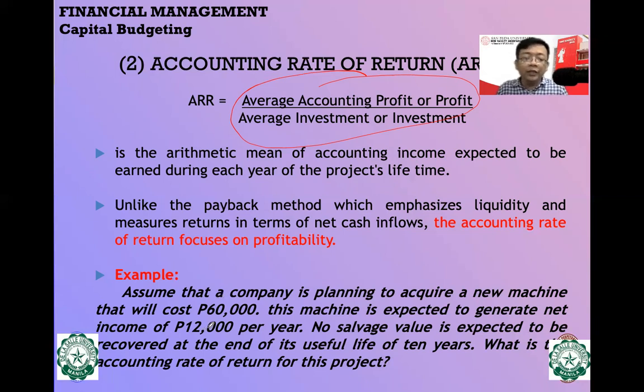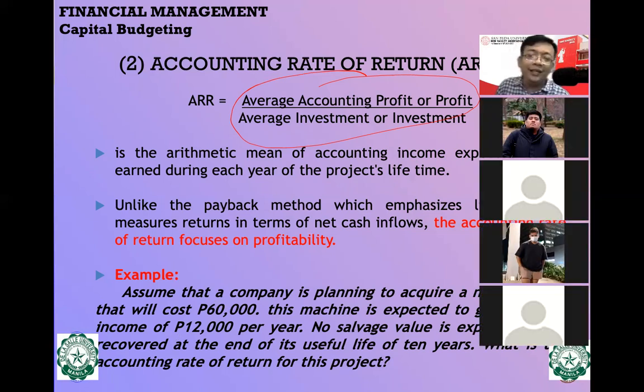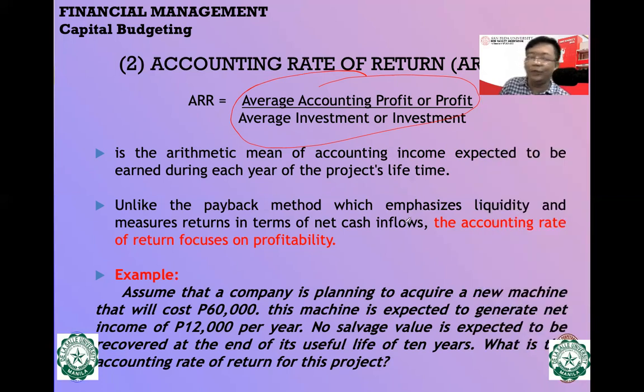12,000 divided by 60. Pero should be average. Magkano yan? 60,000. 20%. Okay, dapat 60,000 divide 2 ha. So meaning 30. 12 divide 30. 40%. Again 40%. Okay, very good. Very good. 40%. Ganun lang. Ganun kadali ang ARR. Sana wag niyo pakawalan yan sa board exam or sa CMA exam.